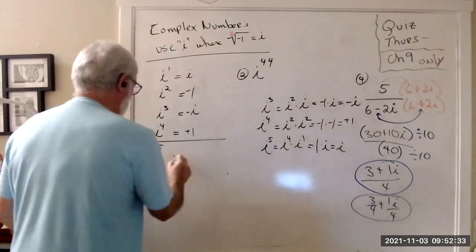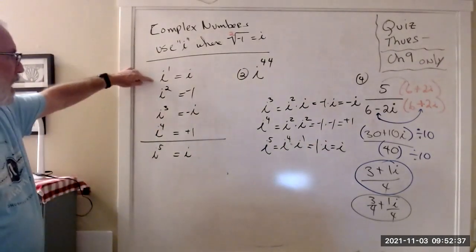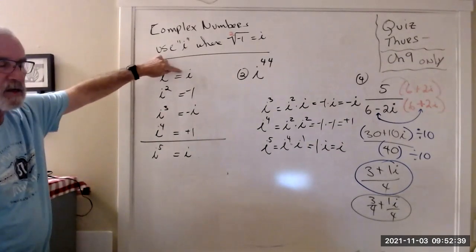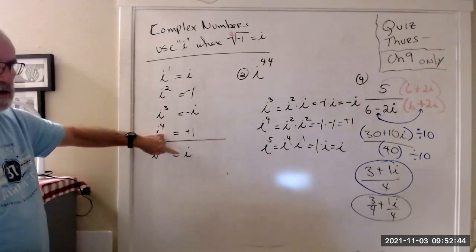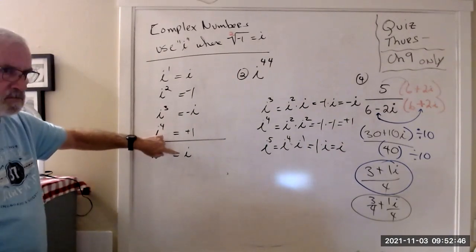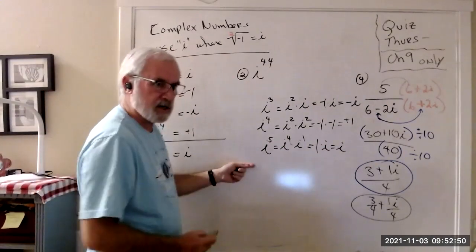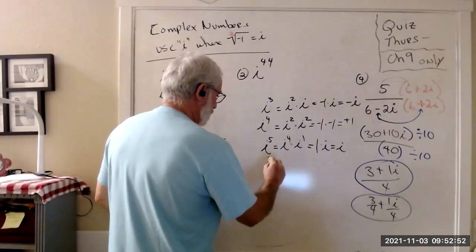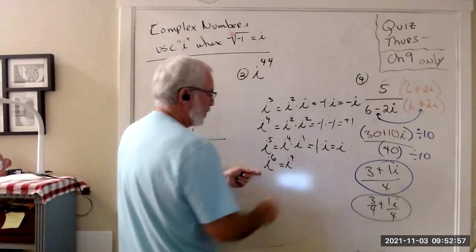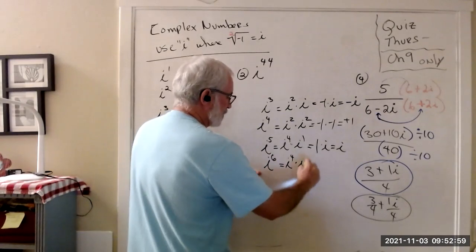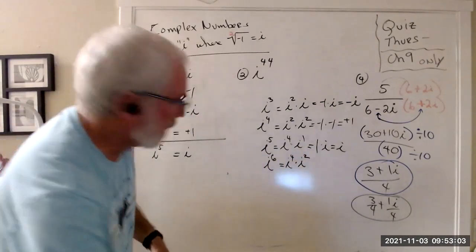Uh-oh, wait a minute, this is weird. Look what's happening. i to the first is i. i to the fifth is i. Something weird is happening here. Let's try i to the sixth. i to the sixth could be i to the fourth times i to the second. Could be, okay.